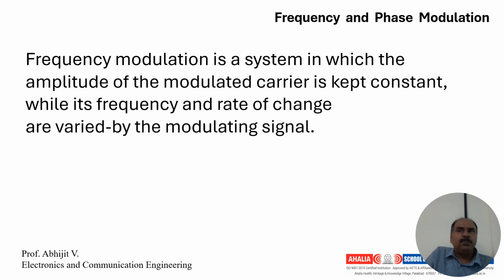In the previous sessions, while studying amplitude modulation, we learned that in amplitude modulation, we are changing the amplitude of the carrier signal with respect to the message signal. In frequency modulation, we are changing the frequency of the carrier signal with respect to the message signal. All of you are able to understand?